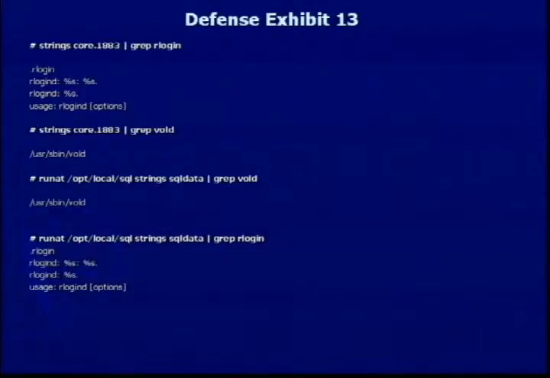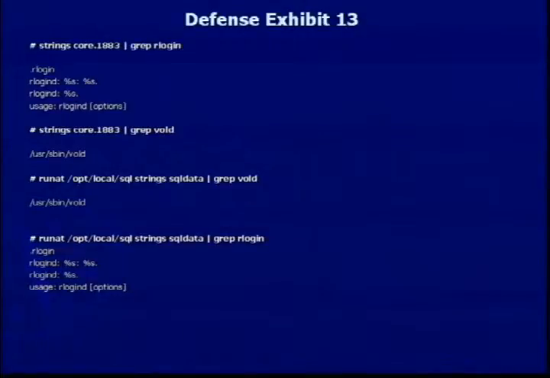So I ran the strings command against the core file, and if you'll notice, one of the strings in there is rlogind. What rlogind is, is an old Berkeley command for a remote login daemon. It allows a remote login client to connect to it to establish remote access into the machine. In addition, I also ran the strings command and looked for vold, which is the Solaris volume manager, and I found the vold string in the core image. I ran the same commands against SQL data, and as you can see, I found the same strings there.